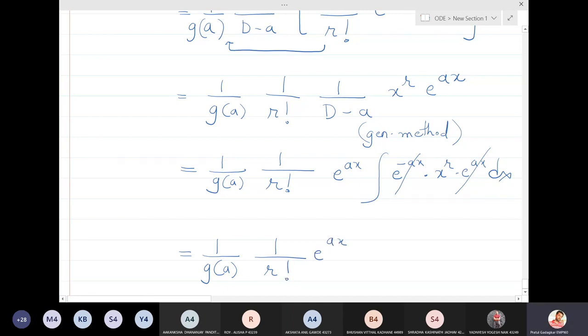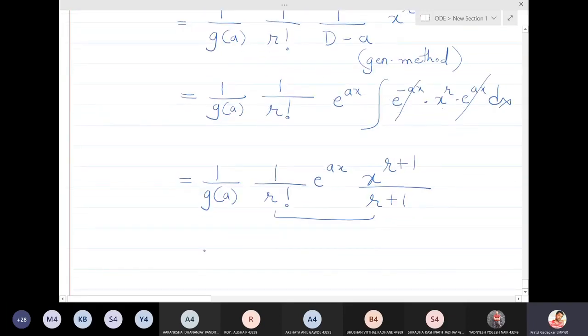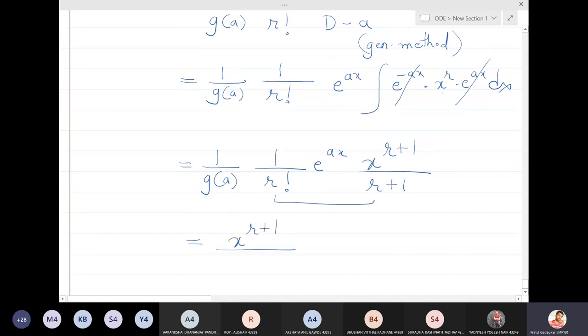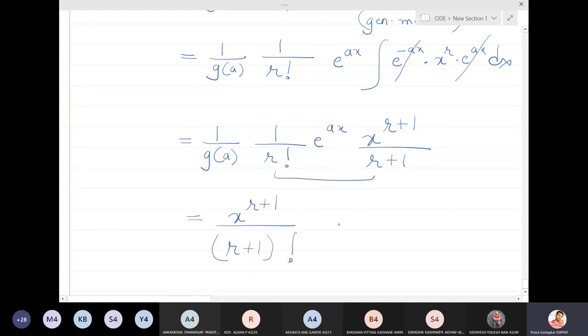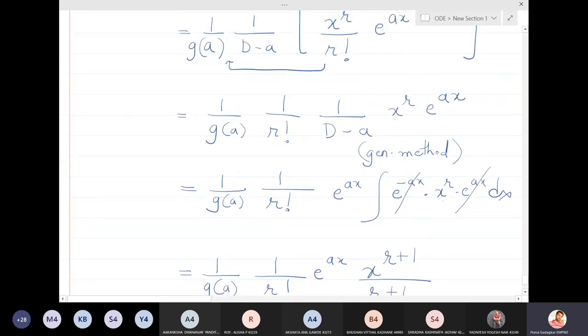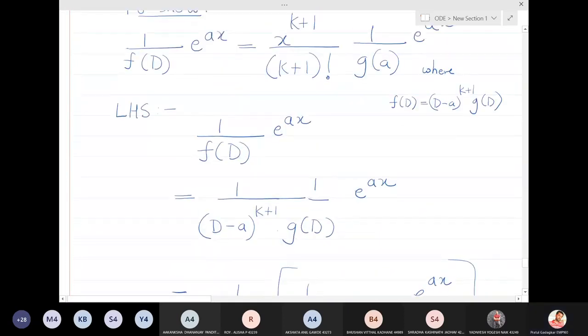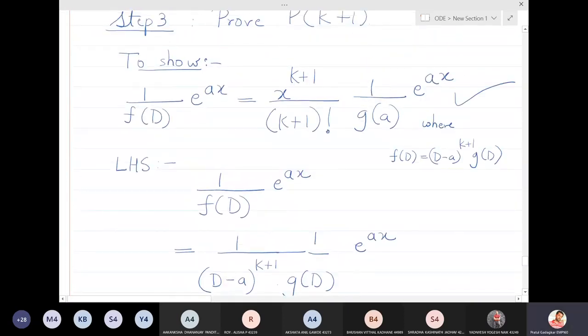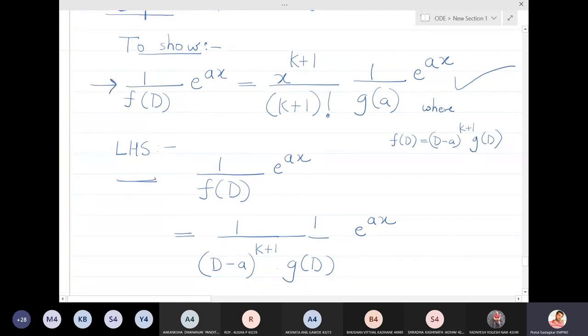e raised to ax, and integration of x raised to r will become x raised to r plus 1 upon r plus 1. Therefore, this r factorial into r plus 1 will become r plus 1 factorial. So it will become x raised to r plus 1 upon r plus 1 factorial, 1 upon g of a, into e power ax. I know this is a slightly difficult thing. So this is what was the expected thing, RHS. Just check whether this is RHS. This is what was the right hand side. So we started with the left hand side, and we have reached the right hand side.